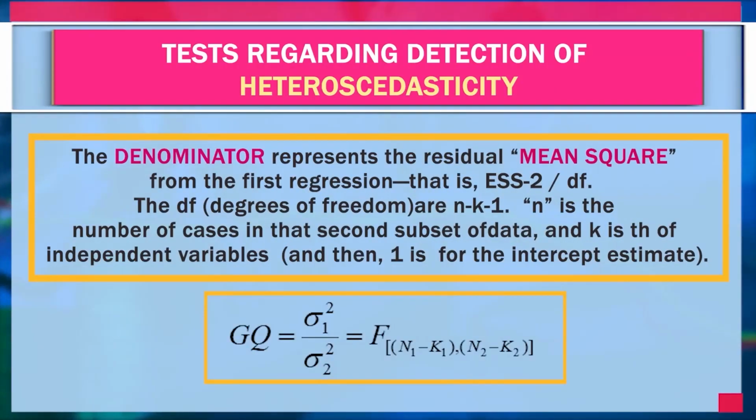Secondly, we move on to the next slide, where we concentrate on the denominator. In the denominator, we refer to sigma 2 square, which refers to the second subset, the lower group of observations, and for this a separate sigma 2 square is computed.